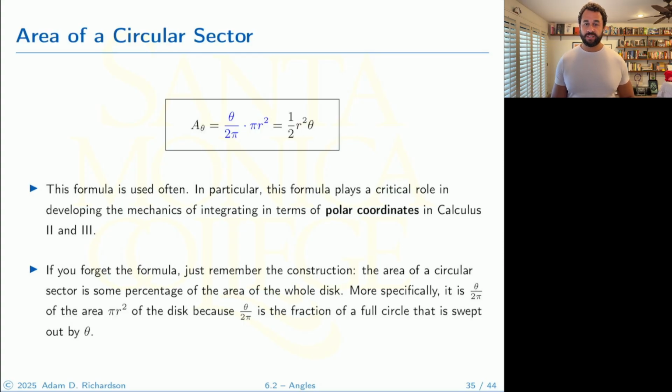Okay, so this formula does show up again. Now, this, I feel like, is the more important point. If you forget the formula, I'm all about this. If you forget the formula, just remember the construction.